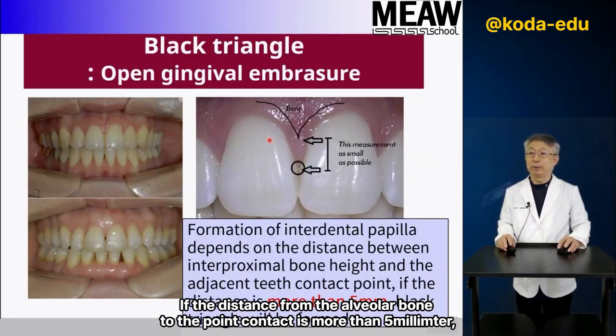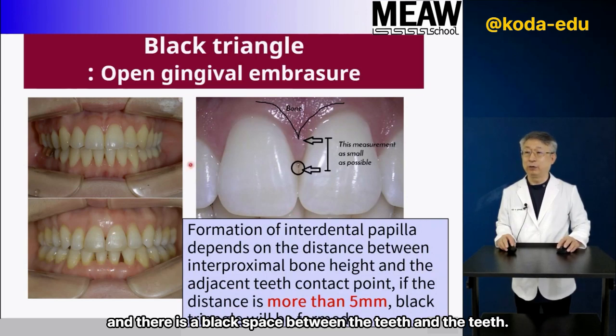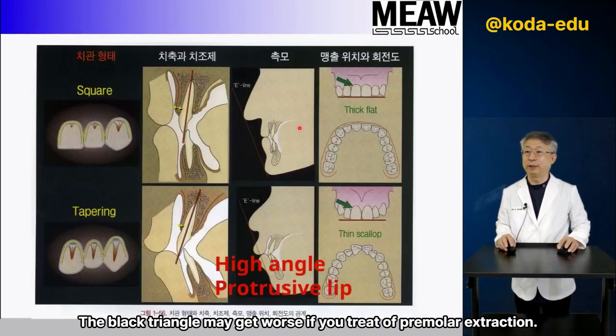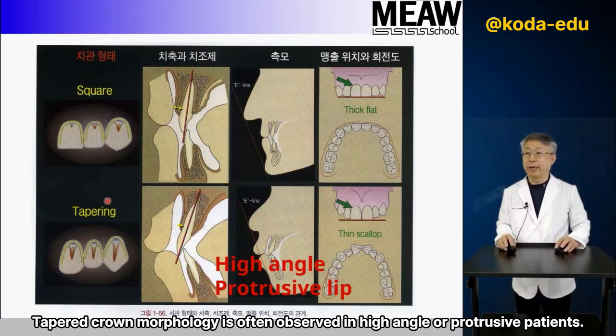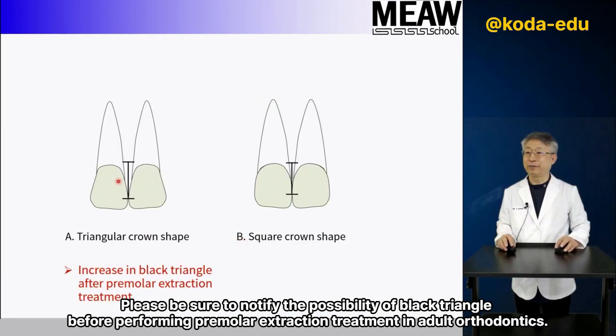If the distance from the alveolar bone to the point contact is more than 5 mm, it is called a black triangle or an open gingival embrasure, and there is a black space between the teeth. The black triangle may get worse if you treat with premolar extraction. Tapered crown morphology is often observed in high-angle or protrusive patients. Please be sure to notify the possibility of black triangle before performing premolar extraction treatment in adult orthodontics.